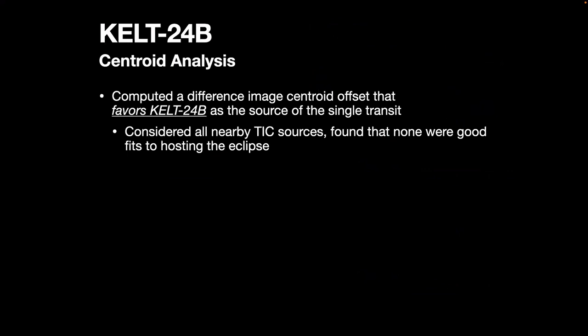We're also even further able to do a bit of a centroid analysis where we computed a difference image centroid that notably favored KELT-24b as being the actual source of the single transit. So we searched all the background sources in the TESS pixel and were able to find that none of them were good fits whatsoever to being the host of the single transit, but that it could be either KELT-24 or KELT-24b, while the likelihood difference was quite small in terms of whether it was KELT-24 or KELT-24b as the source. The analysis did slightly prefer KELT-24b as being the source of the single transit.